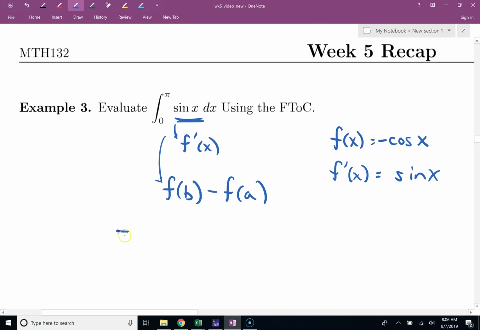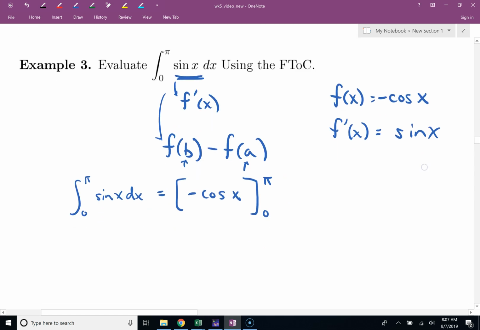Let me rewrite this question here. So the integral from 0 to pi of sine of x dx, we figured out that the antiderivative is negative cosine. And we want to evaluate this from 0 to pi. So this is the whole plug in b, my pi value in this case, and plug in a, that's the 0 in this case. And this is just some notation, right? So let's go ahead and plug in pi. So this is going to be negative cosine of pi. And then we're going to subtract away negative cosine at 0. So, okay, subtract away the negative. That's going to be the same thing as just adding cosine of 0.